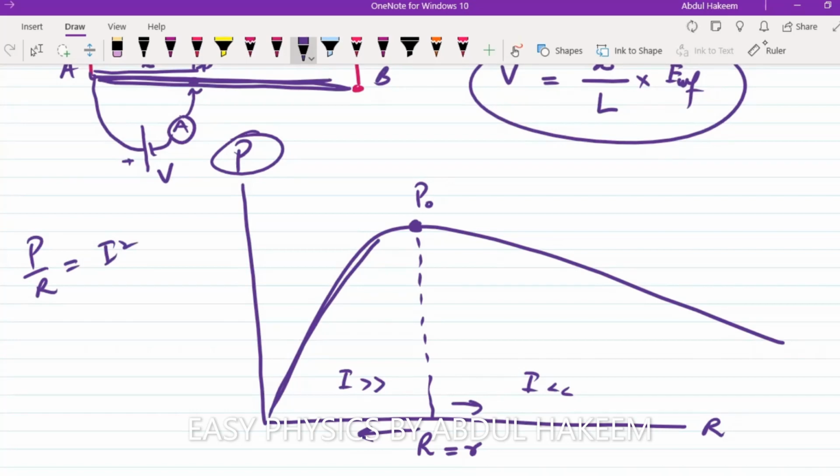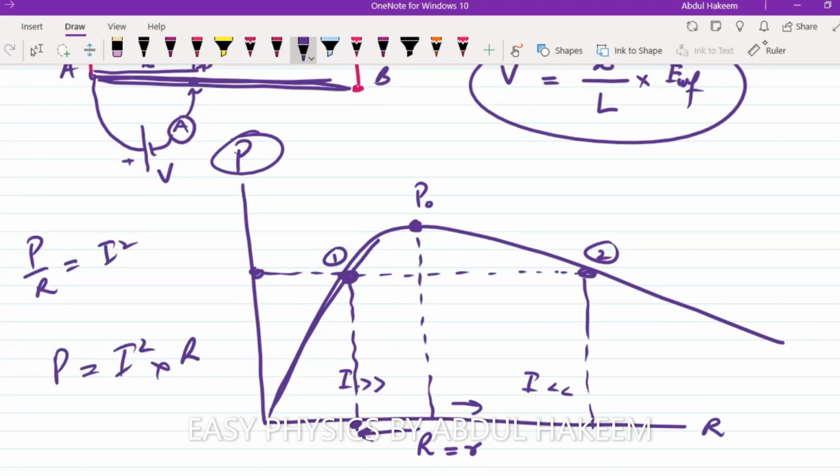Now, any value lower than the peak value will come twice: number one, number two. This small resistance, large current, and this large resistance, small current will give you the same value, because when the resistance is small, the current is large, and the power is the product of current square and resistance. When the resistance is large, the current is small, and you can get the same power. So this is the electricity.